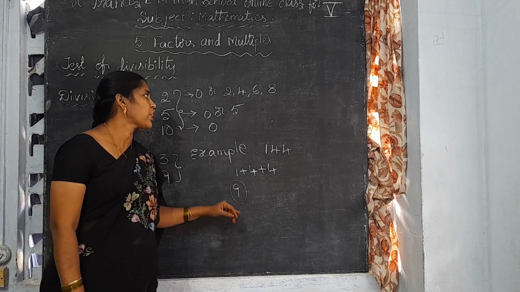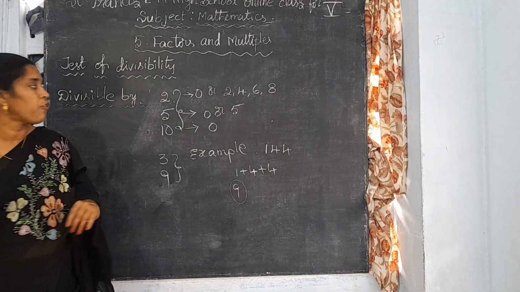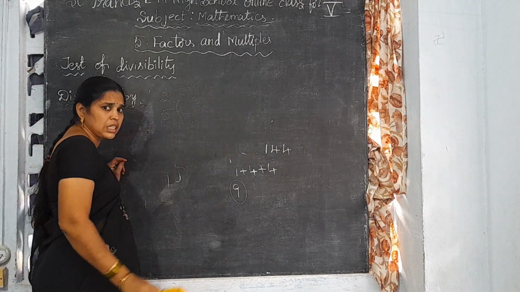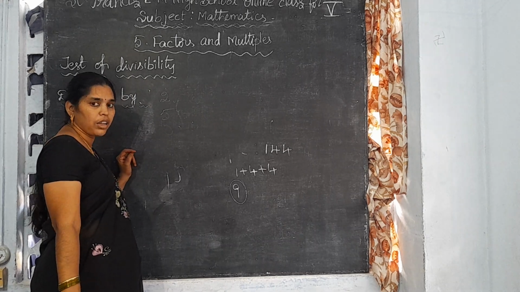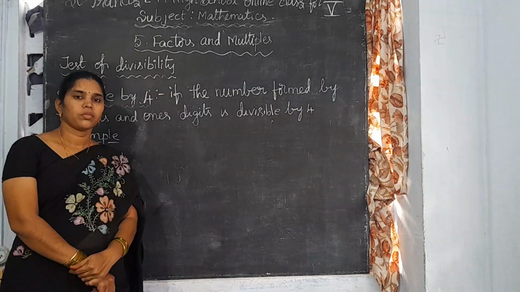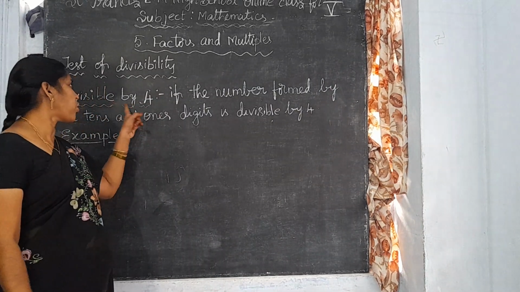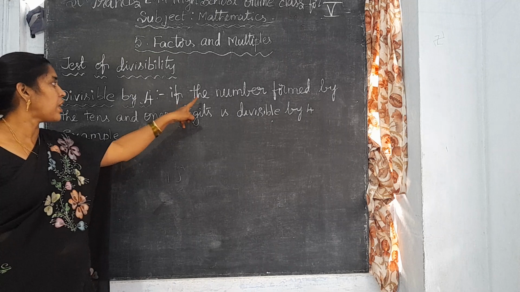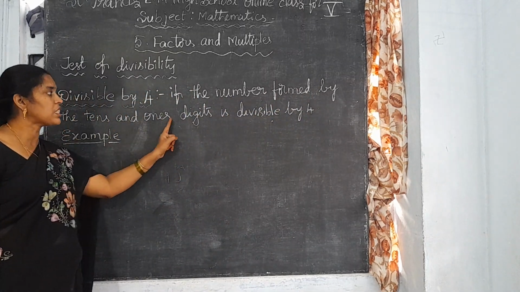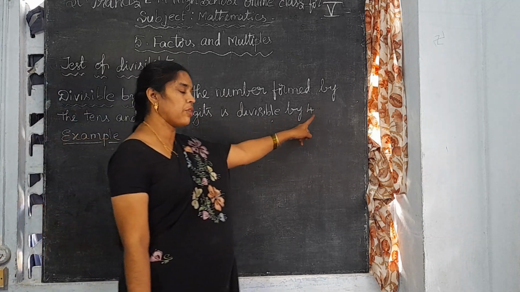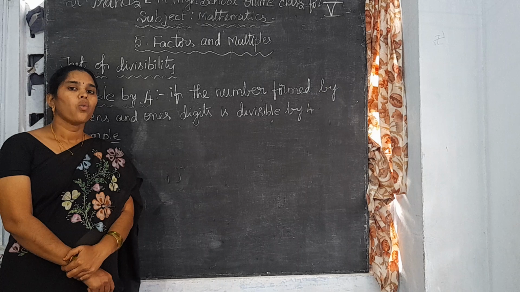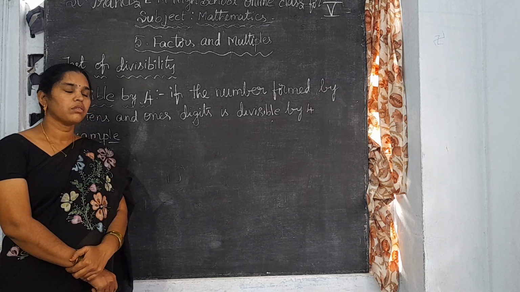Now I am going to explain the divisibility rules of 4, 6, 11, 12 and 15. Okay children? Divisible by 4. See, if the number formed by the tens and ones digits is divisible by 4, then the number is divisible by 4. What is the meaning of that?